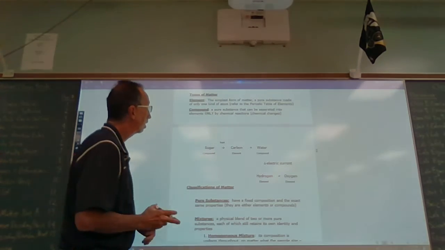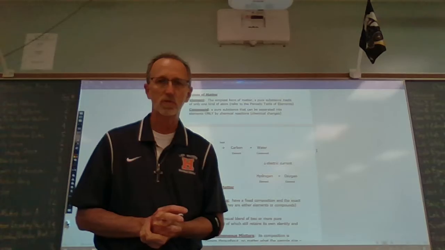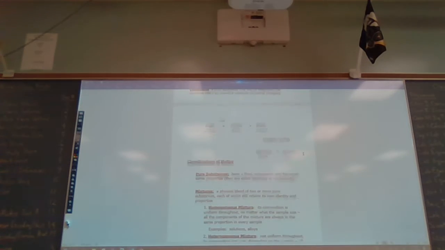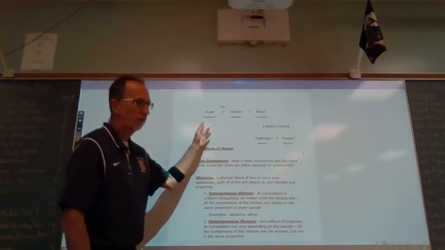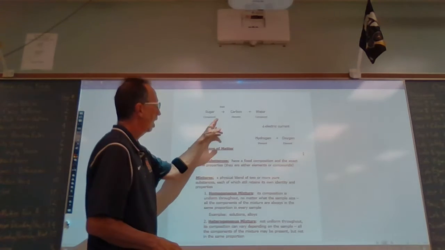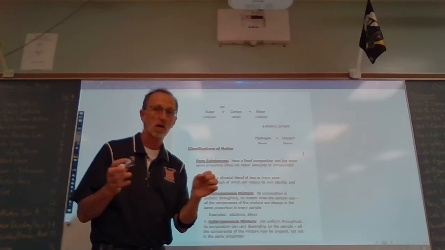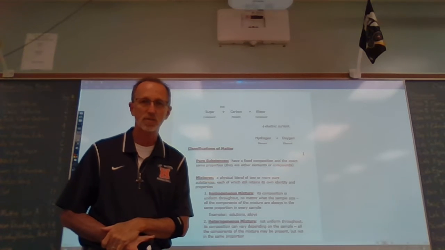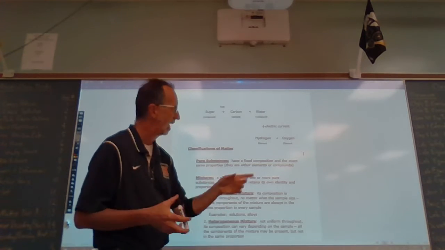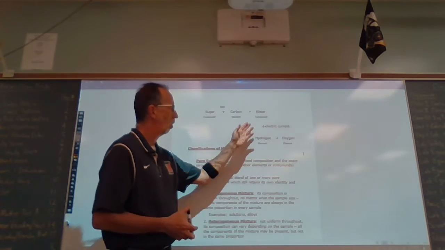A compound is a pure substance that can be separated into elements only by a chemical reaction or by chemical changes. So let me advance that a little bit. What I'm showing here is sugar, which of course is a compound. This is common sugar, sucrose, C12H22O11. You must heat or burn sugar in order to start the chemical reaction to separate it into its components. When you do that, it turns black. That's the carbon. And then it also gives off water, which is a compound.